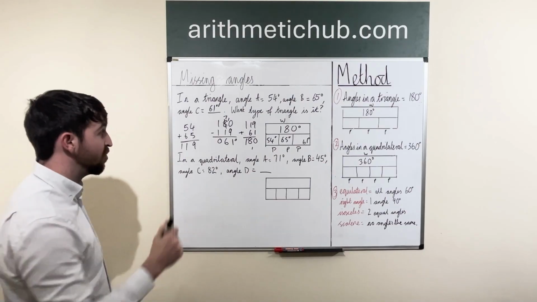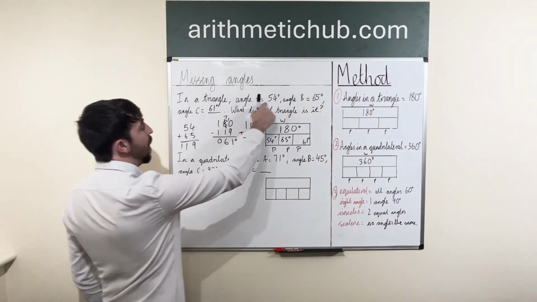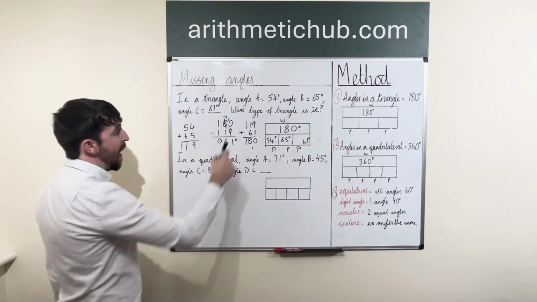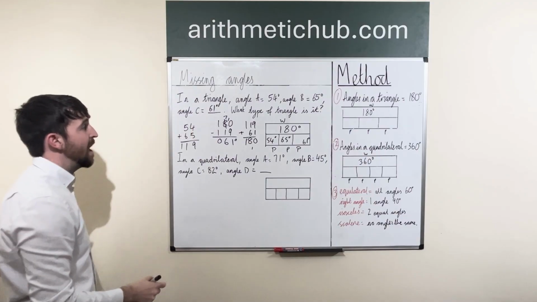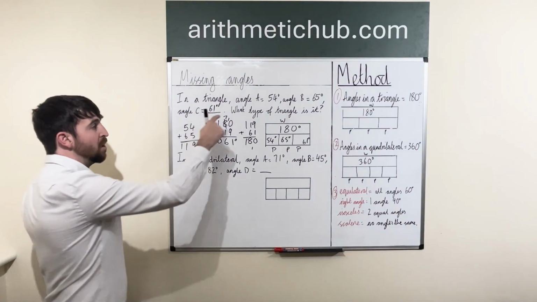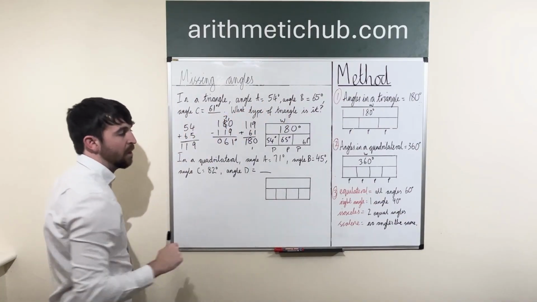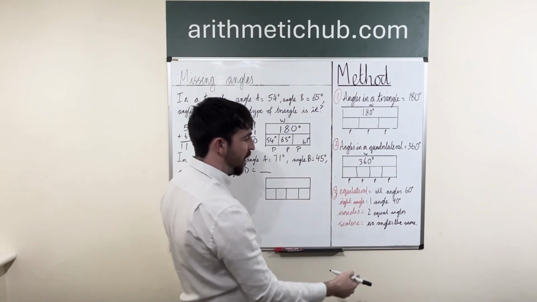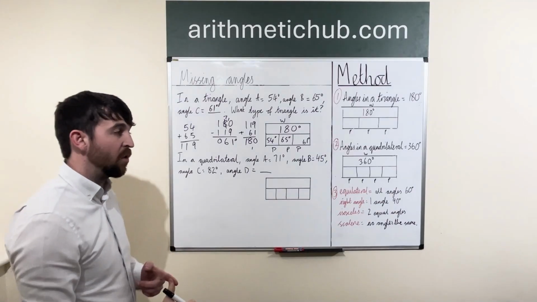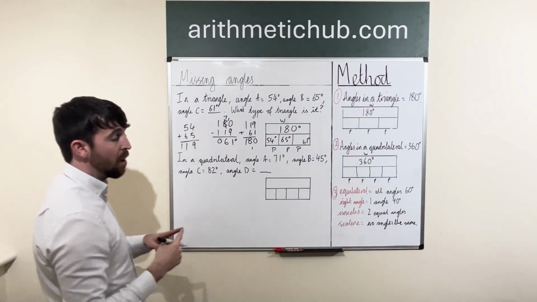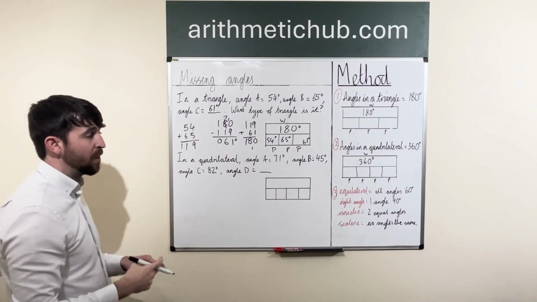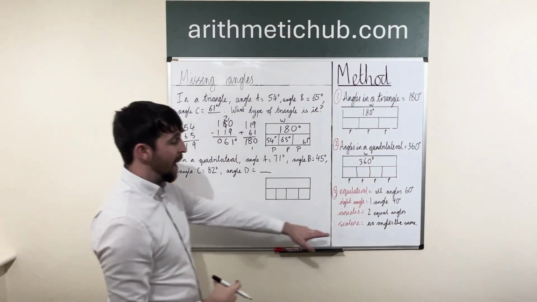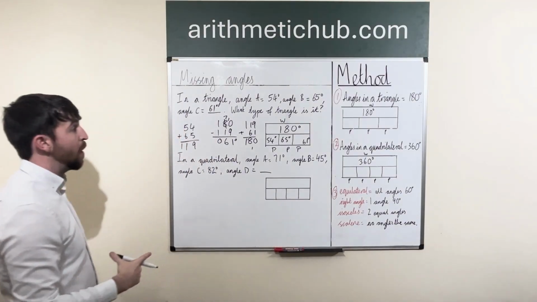So, back to the question. What type of triangle is it? Well, we can see that angle A is 54 degrees, angle B is 65 degrees, and angle C is 61 degrees. So none of these are the same. So what I would do is I would go to my list of triangles. It's not equilateral because all the angles aren't 60 degrees. It's not a right angle because none of the angles are 90 degrees. It's not an isosceles triangle because two of the angles aren't equal. So it has to be a scalene triangle where no angles are the same.